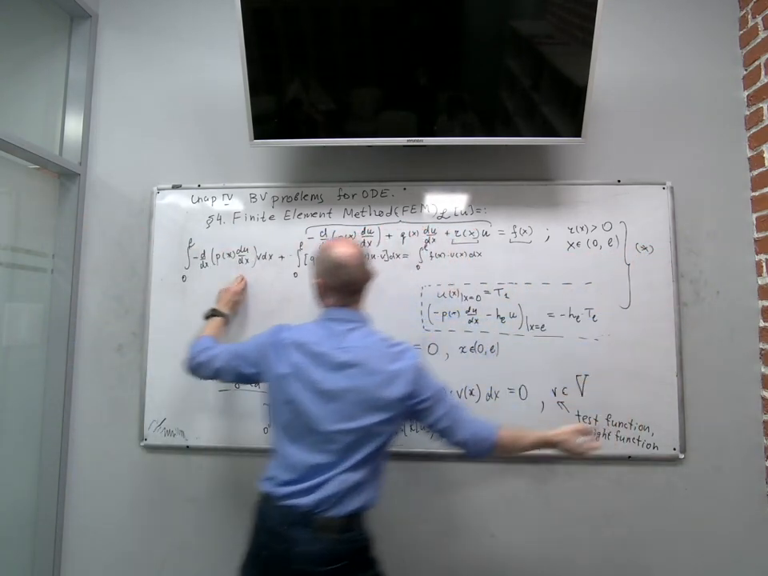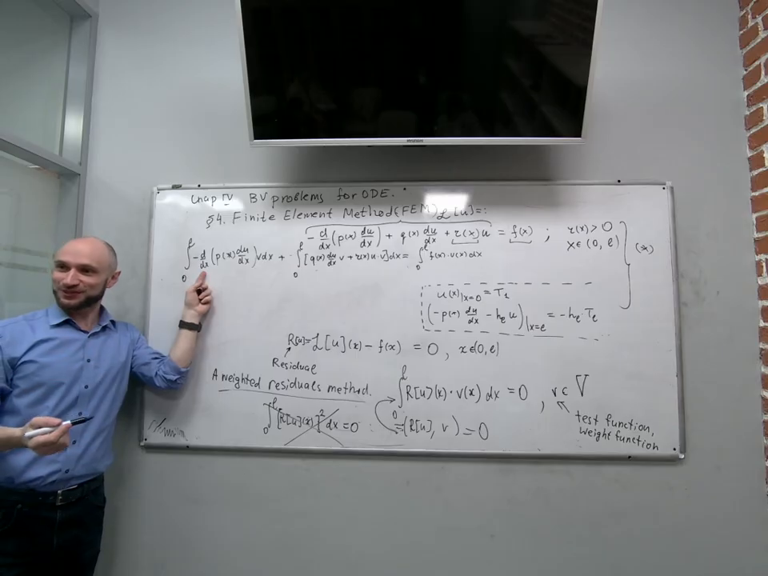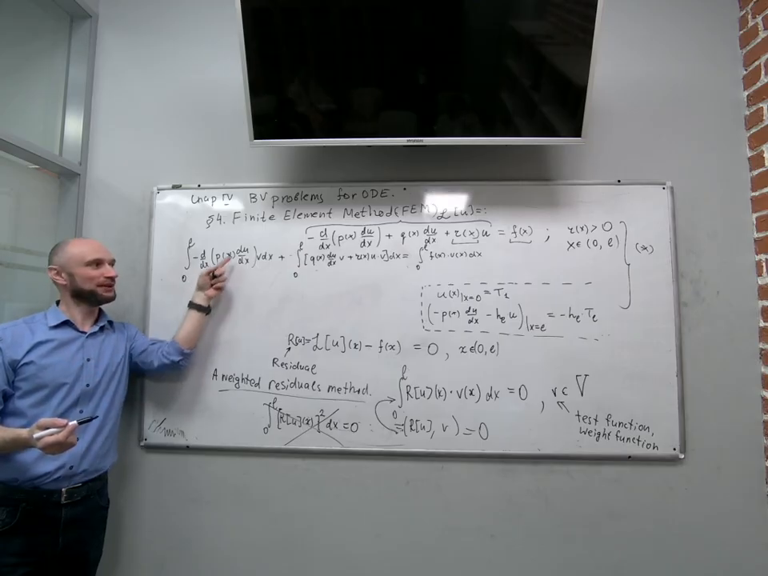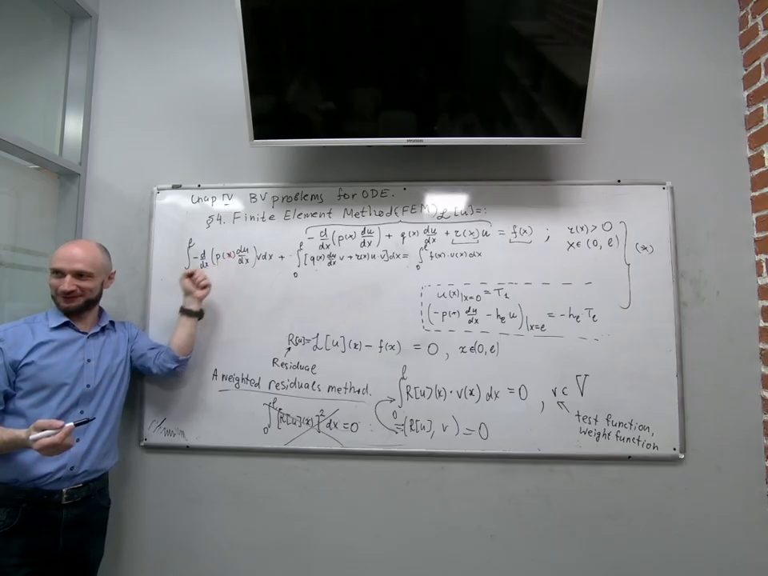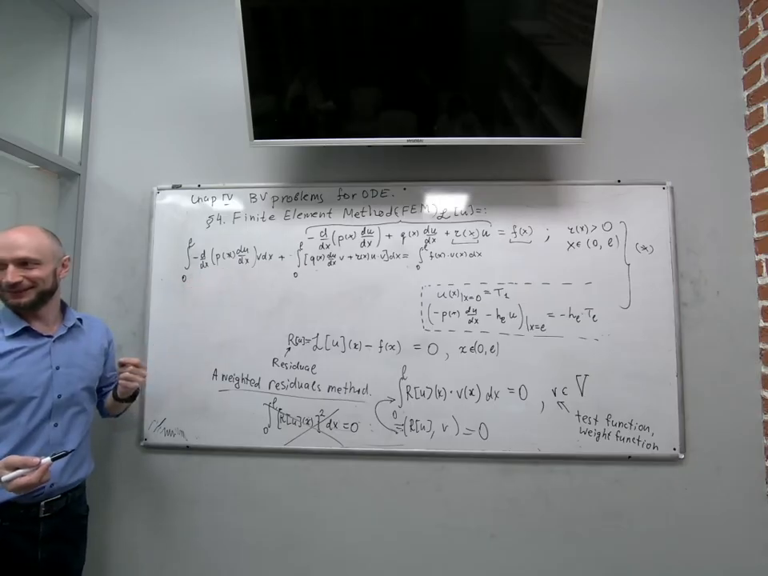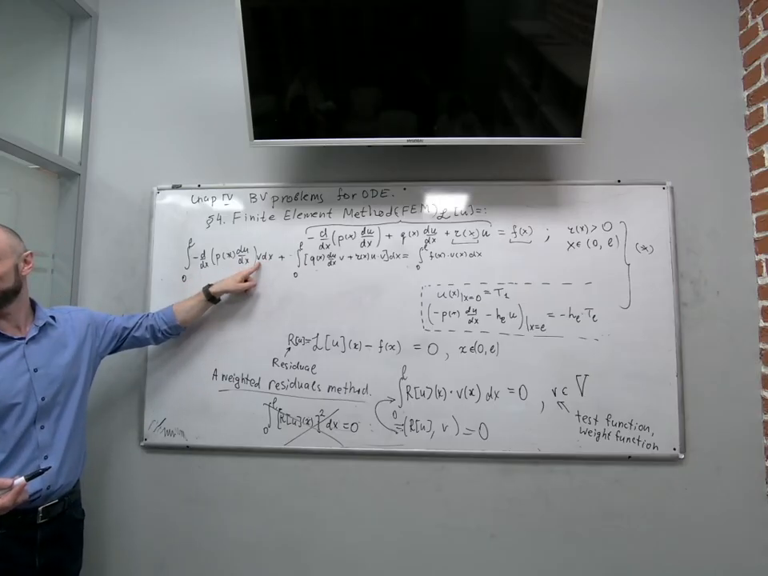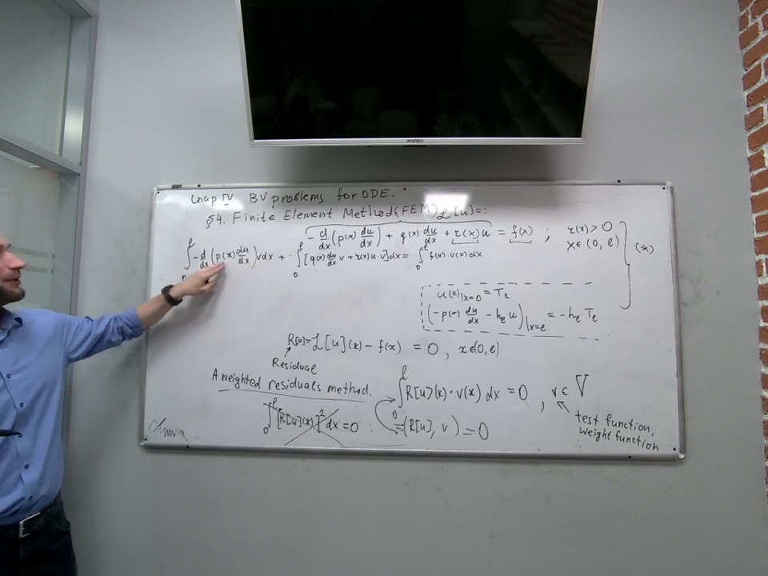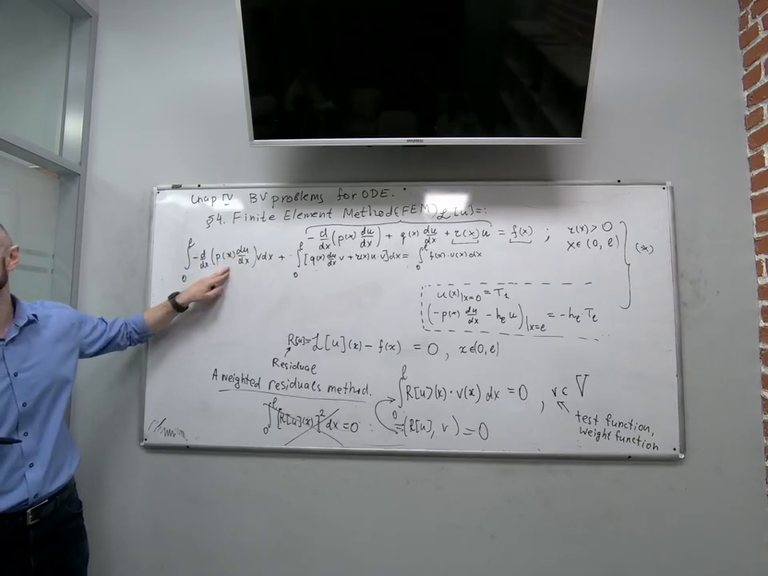And the next thing we want to do with this is reduce the requirements for the smoothness of p and u. This is the second derivative under the integral, multiplied by a sufficiently smooth function which is not differentiated. So people who want to reduce smoothness requirements for p and u should use integration by parts here. Do you remember what integration by parts is?